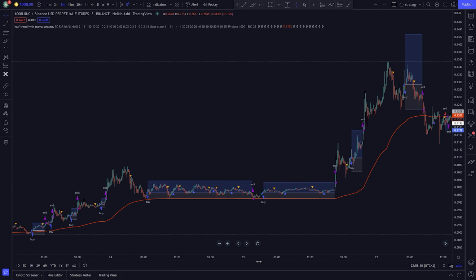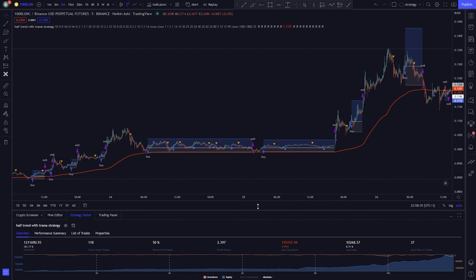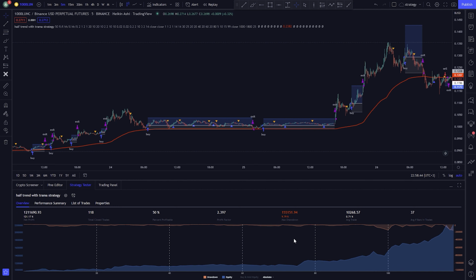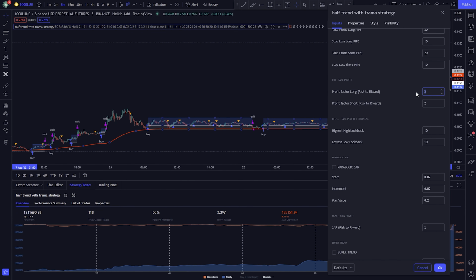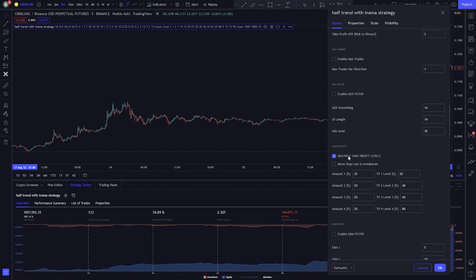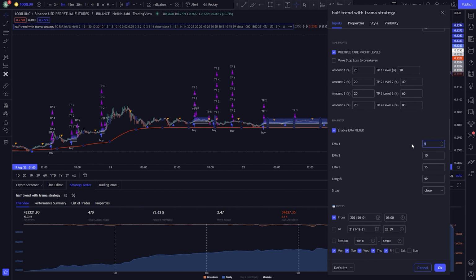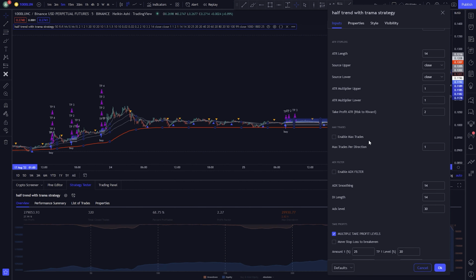Let's see the result. As we can see, the win rate is 50%. There are many options you can try. You will find the code of this strategy in the description below, so you can try it yourself. What would you do to make this better?